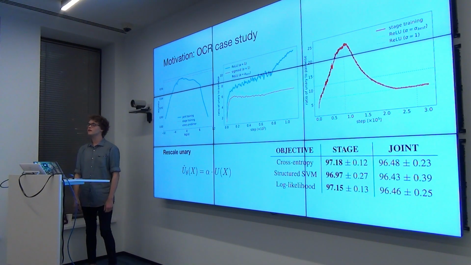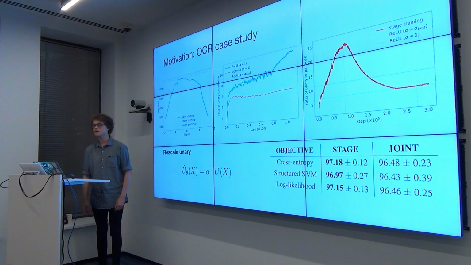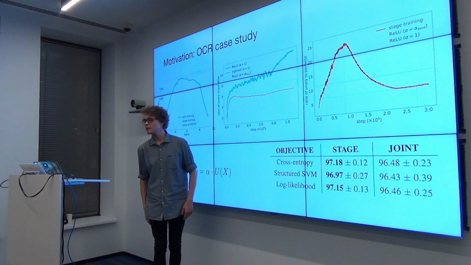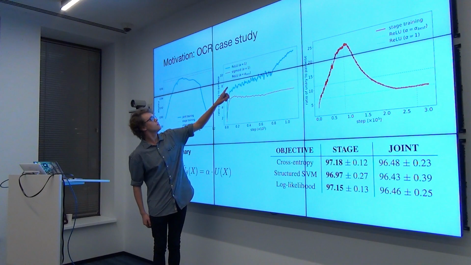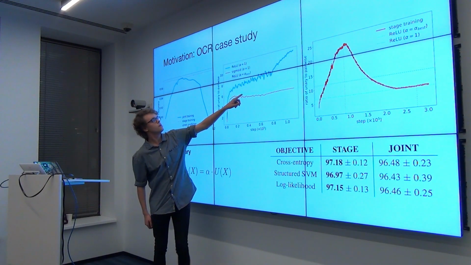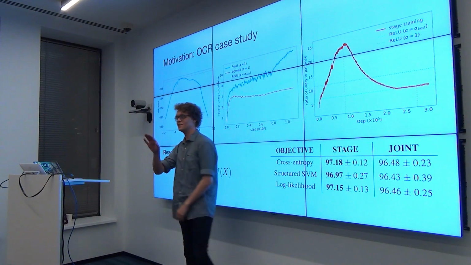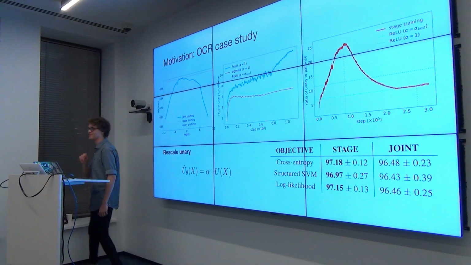Why are the ratios of unary to pairwise constant for ReLU? They are not constant. With the best alpha, they're quite stable. Here? Yes, on the right. On the right? Yeah. I just didn't skip to it.